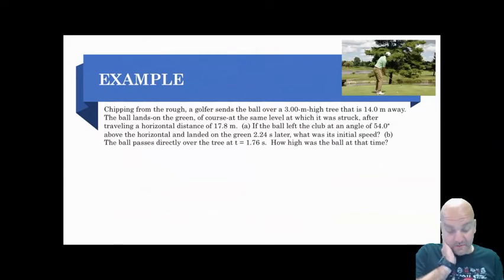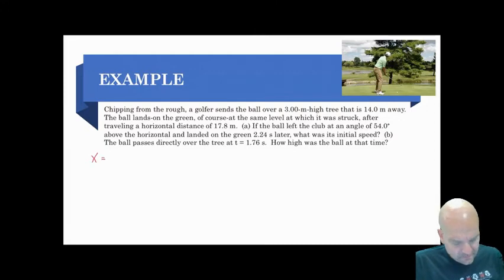Okay, next one we're talking about a golfer trying to go over a 3-meter high tree about 14 meters away. The ball lands on the green, of course, at the same level from which it was struck, after traveling 17.8 meters. If the ball left the club at an angle of 54 degrees above the horizontal and landed on the green 2.24 seconds later, what was the initial speed? And then the ball passes directly over the tree at 1.76 seconds. How high was the ball at this time?